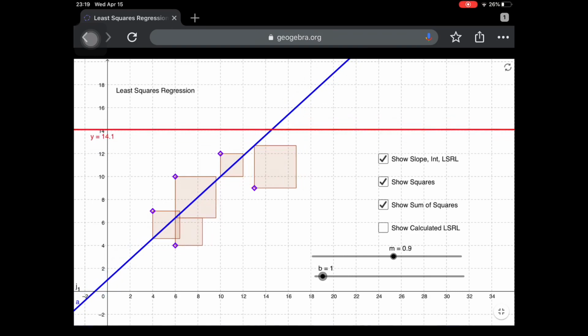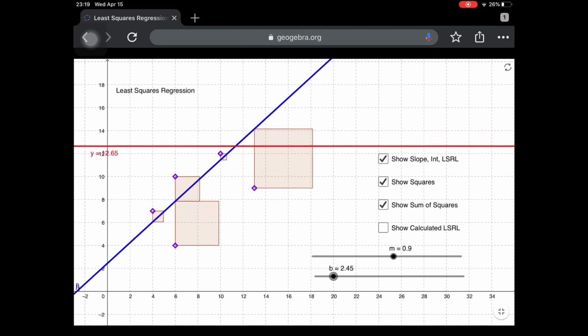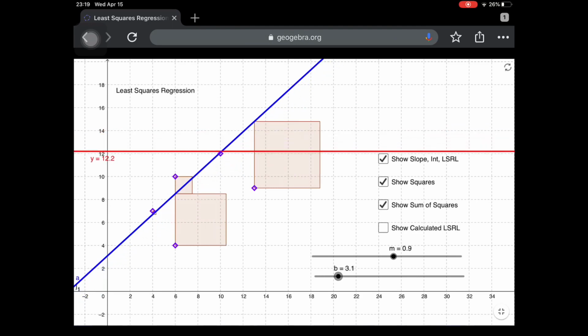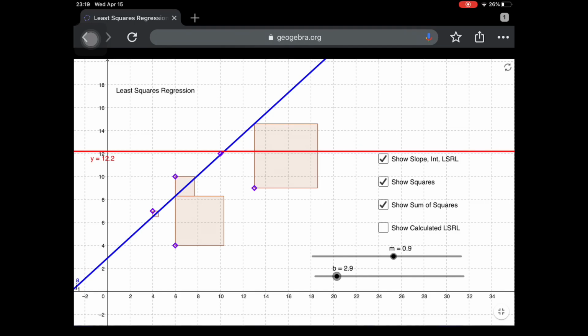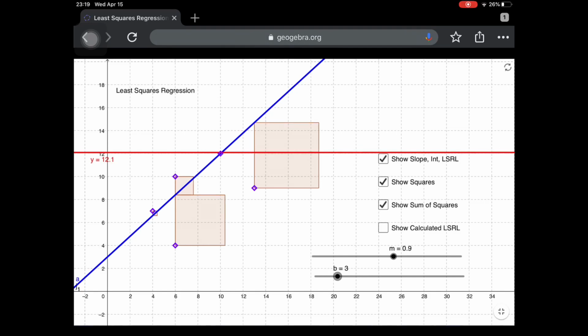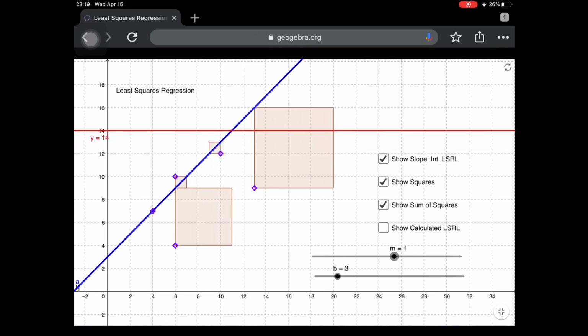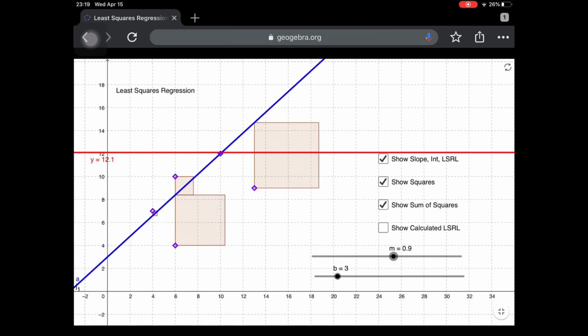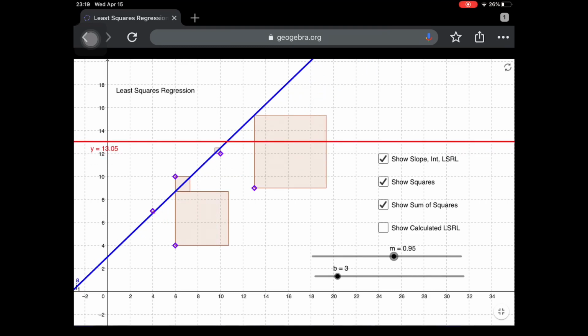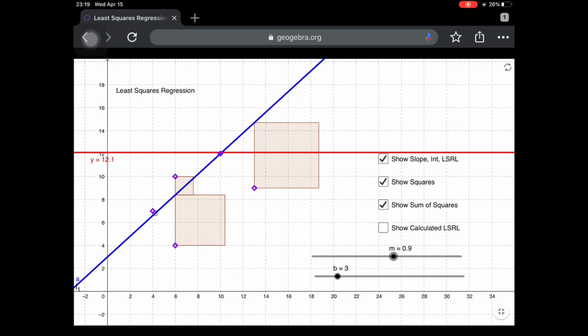So I want to minimize this value, so I will go to, let's see, what's the minimum point? 12.1. Let's see if I can stay there. Yes, 12.1 seems to be the smallest value. Maybe if I modify the slope, I'll get different values. 12.1, can I get something smaller? No, I think not. So we're going to go back to 12.1. There you go.